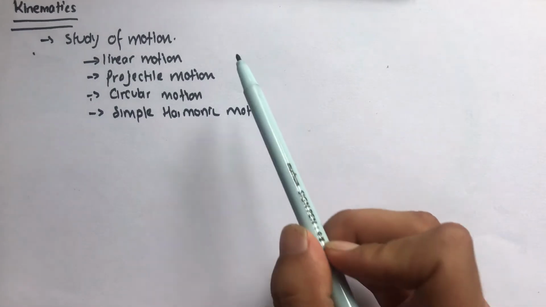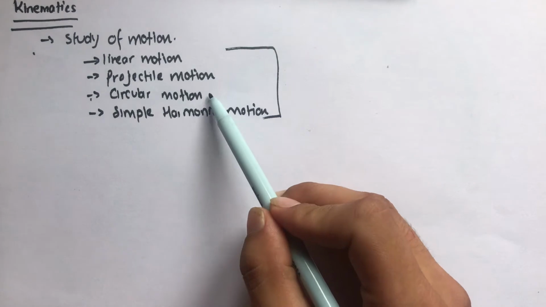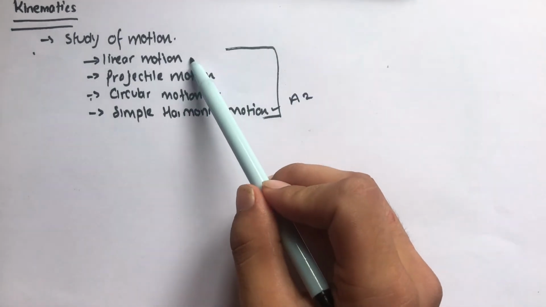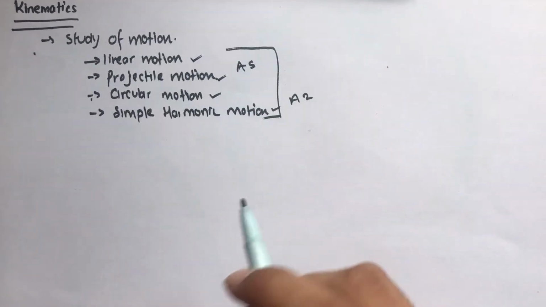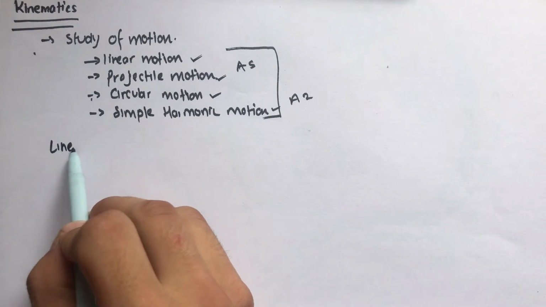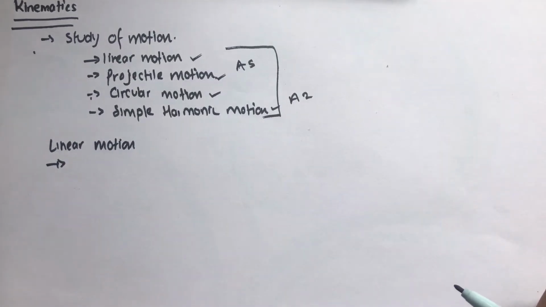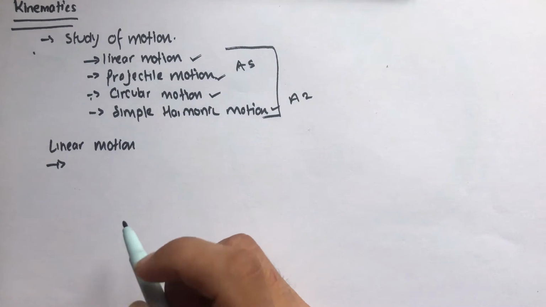And in our syllabus we have to study these types of motions, and circular motion and simple harmonic motion in A2. We're going to talk about linear motion and projectile motion in AS. We're going to start with linear motion. Linear motion is fairly simple and straightforward. It is a motion in a straight line, or you can say a motion in one dimension.